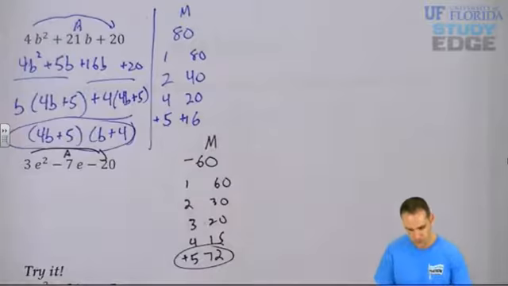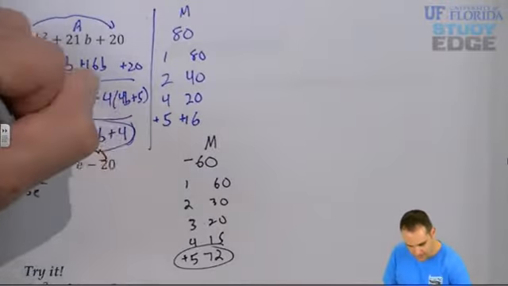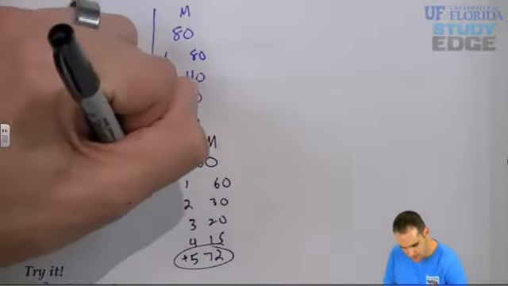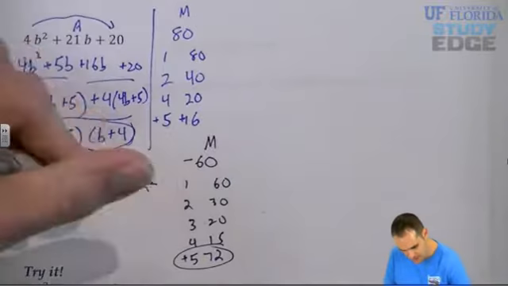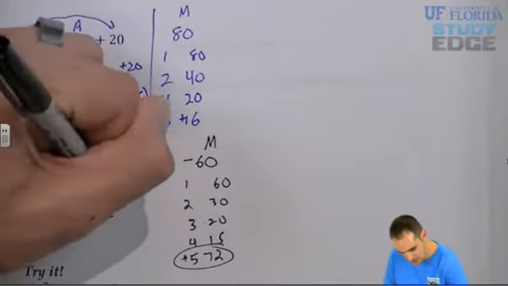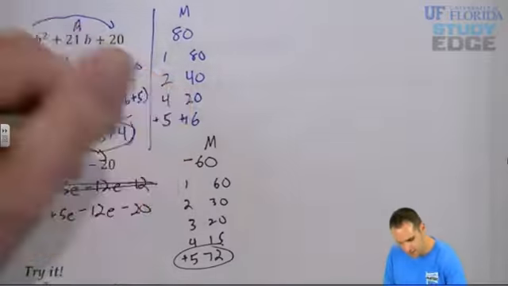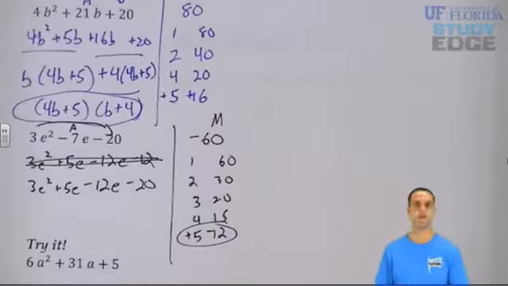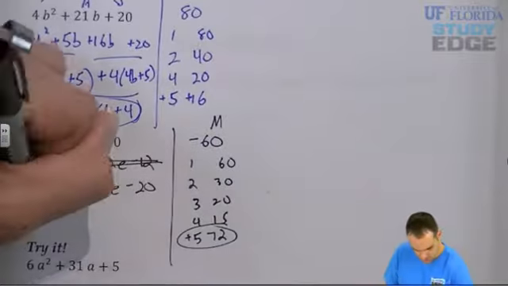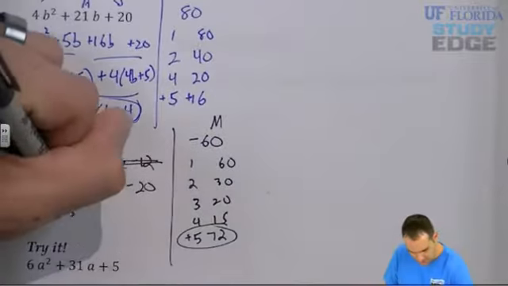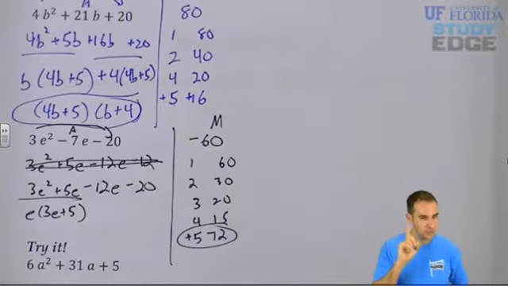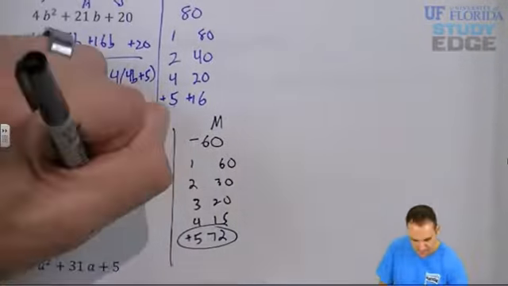So from here, we have 3e squared plus 5e minus 12e minus 20. What's in common with the first two? Just an e. 3e plus 5. What's in common with the last two? A little more than a 4. It's actually going to be a negative 4.